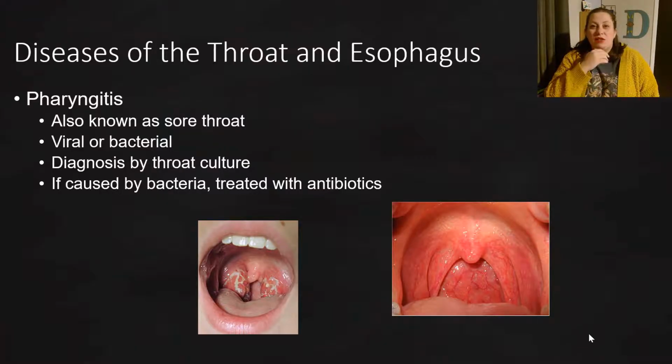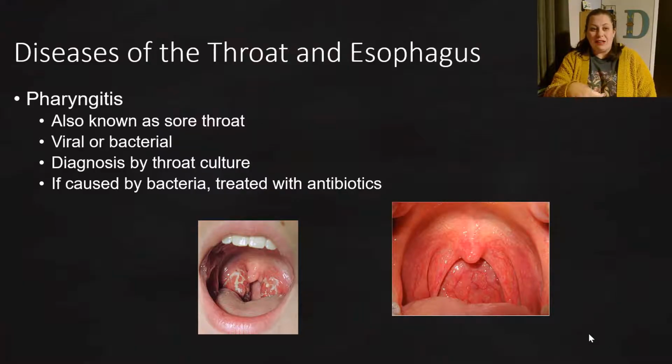But we do see that this is known as pharyngitis. Pharyngitis is a sore throat. It could be a viral or bacterial cause when we talk about this, but one of the most common types is what we would consider strep throat. Strep throat's one of the most common types of pharyngitis that are present.